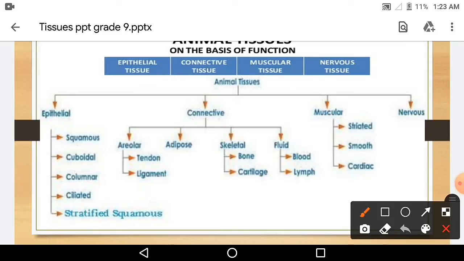Then connective is further classified into areolar, adipose, which consists of fats, skeletal, further divided into bone and cartilage, and fluid, which is blood and lymph. The third one is the muscular: striated, smooth, and cardiac. Striated means they show striation after they are stained, as we have voluntary and involuntary muscles and the cardiac muscles. And then the nervous.